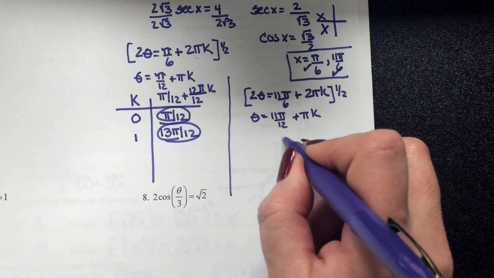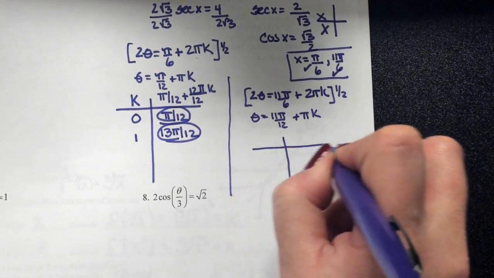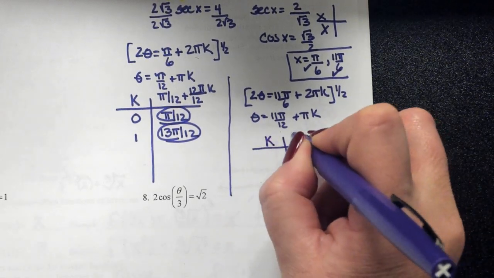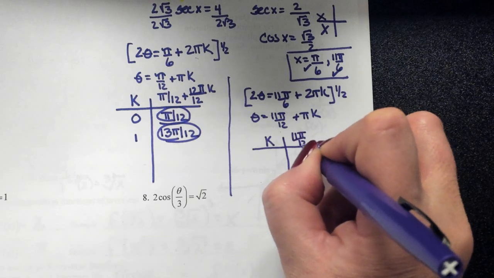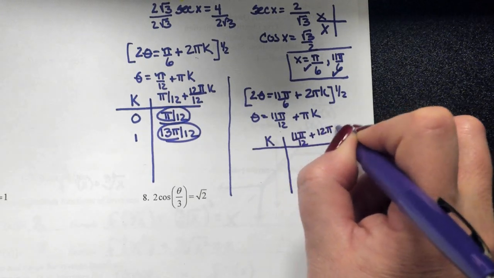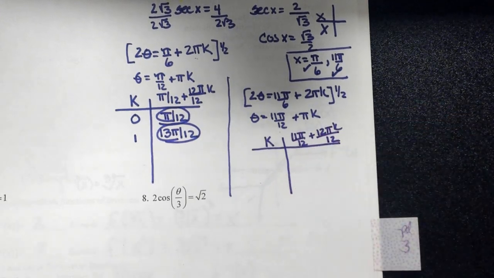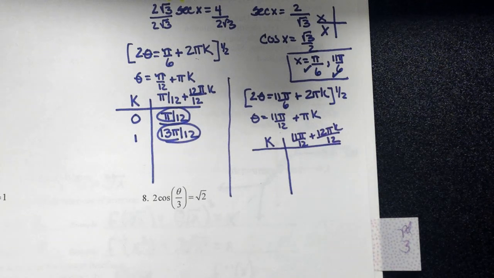So again, I'll make my second T-chart. There's my k, 11 pi over 12 plus 12 pi k over 12. You guys go ahead and fill out, find the other angles.